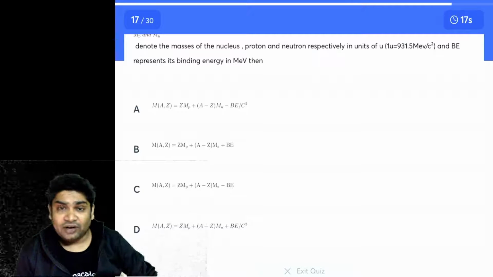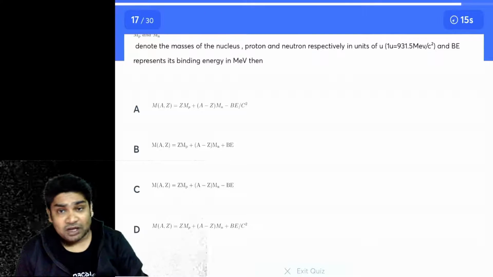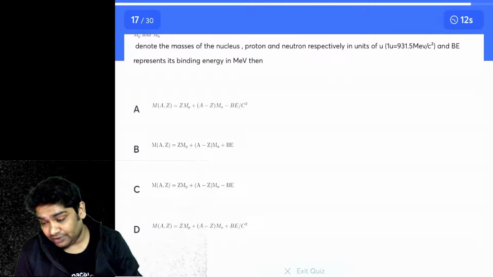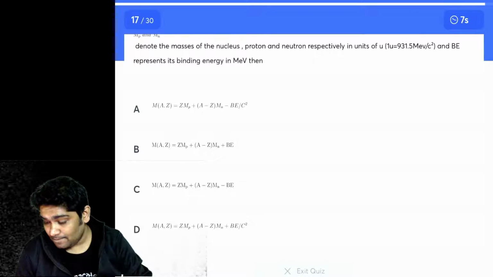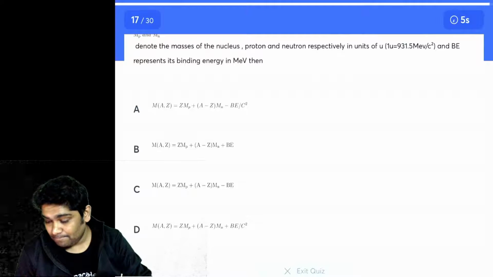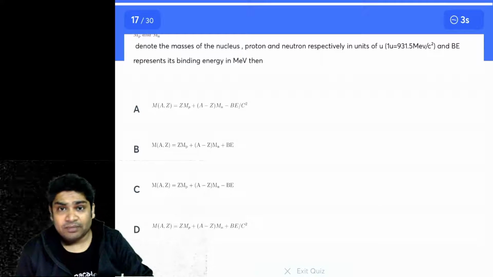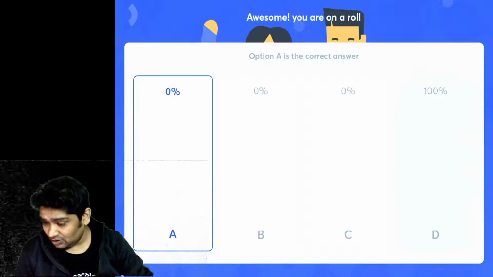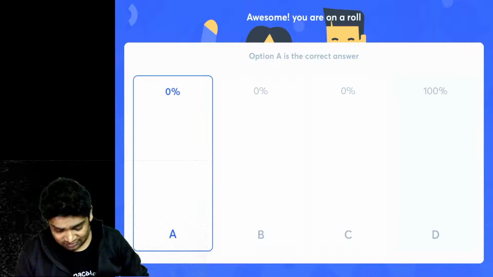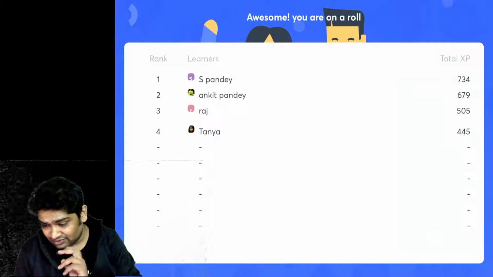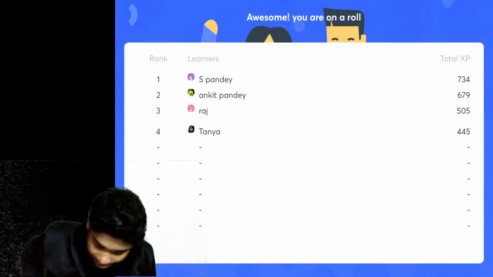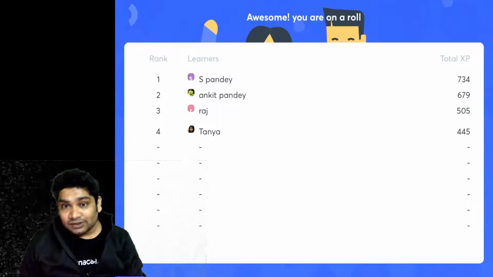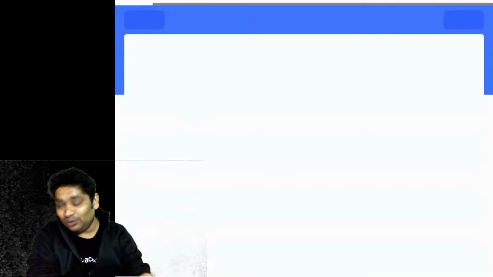Very easy. All you have to do is relate the mass of the nucleus to the mass of the protons, the mass of the neutrons, and the binding energy. Should be simple, not too difficult. Okay, none of you got this right. The correct answer was A. Never mind, people. Let's move on to the next problem.